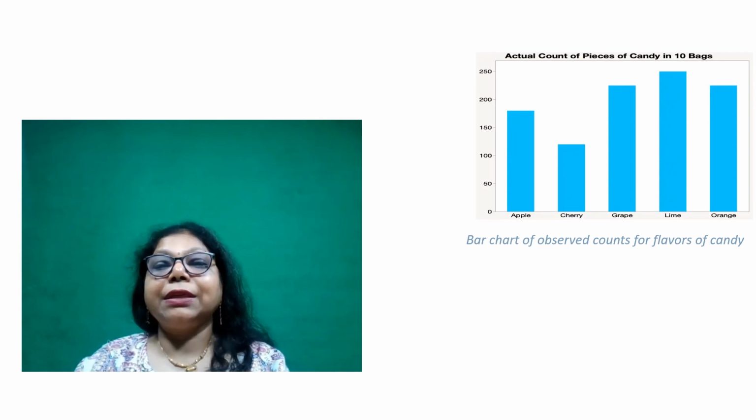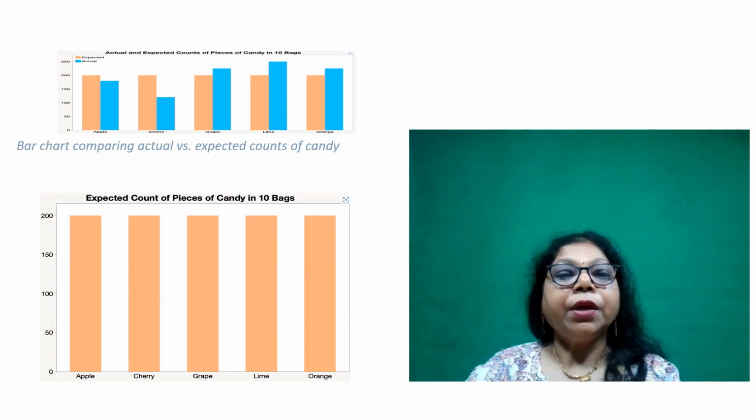Here we can see the actual count of pieces of candy in 10 bags through the bar chart with blue bars. Now in another sample bar chart, we can see the expected counts of 200 per flavor. This is what our chart would look like if the bags of candy had an equal number of pieces.